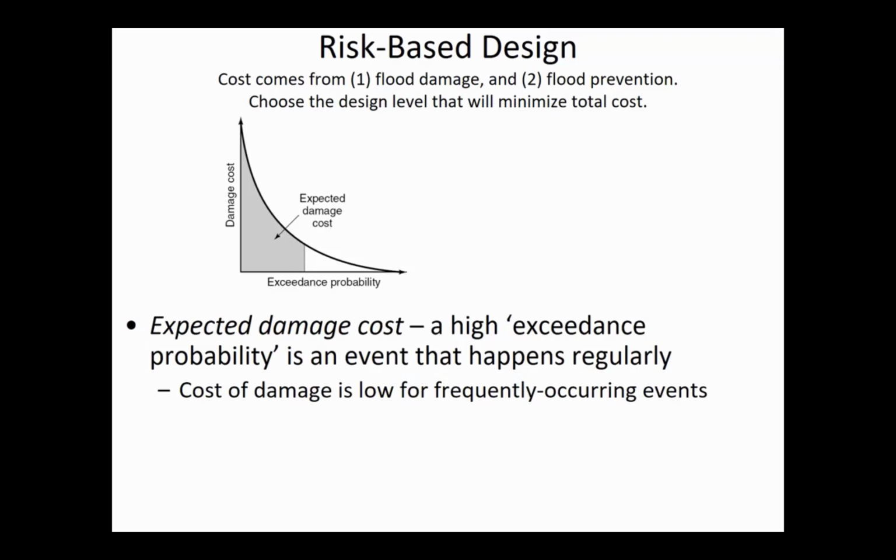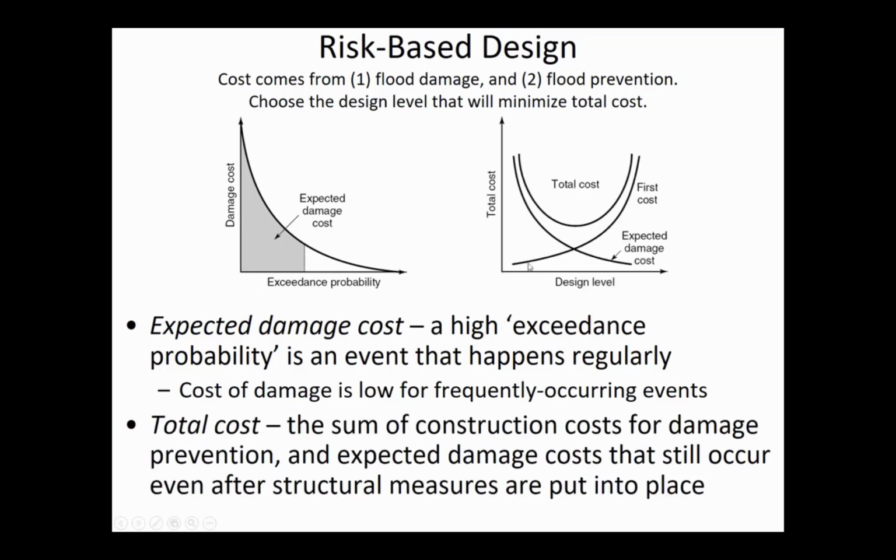What this is showing is, first of all, this is the damage curve that speaks to, for a low probability event, there's lots of flood damage cost. And for an event that happens frequently, like maybe the 2-year storm, there's less damage cost associated with that. So this curve is saying it's the costs related to flood damage. And then the other component of total costs is the cost of building things to prevent the flood damage. And so that's what this first cost curve is.